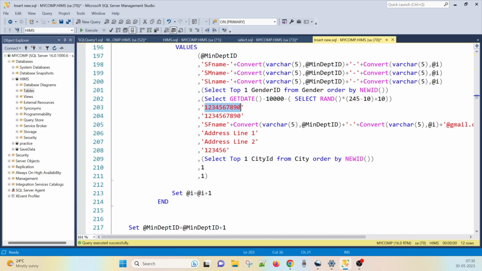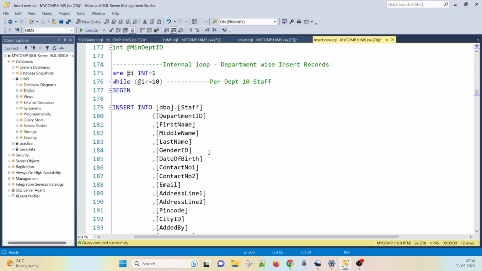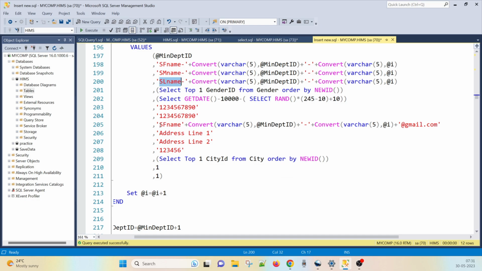Then this is the simple number I added as a contact number, and then, same as before, I converted it here because this is an integer value and we have to convert it into a string. That's why I added the convert function. Otherwise, we can't append that number to the string. Okay, and this is also a dynamic number, and I appended gmail.com for the Gmail ID.